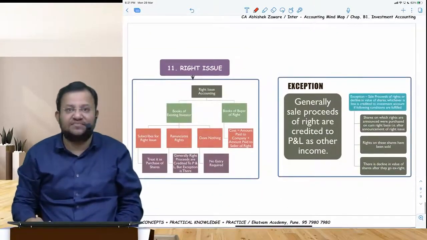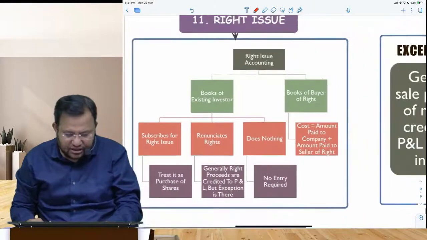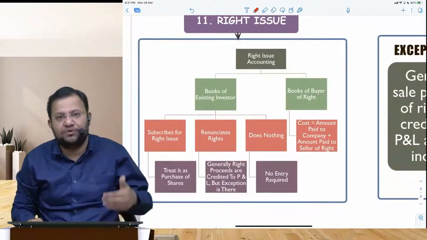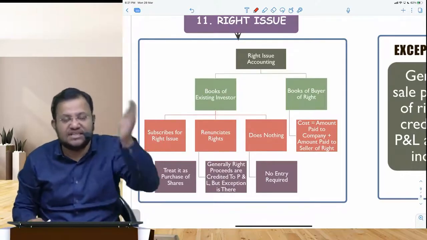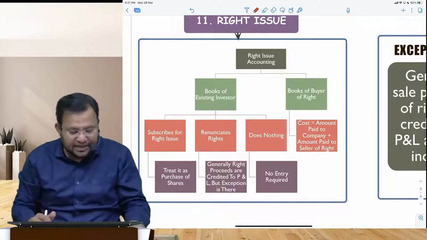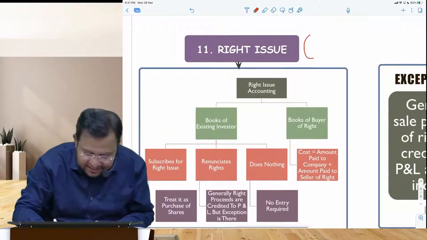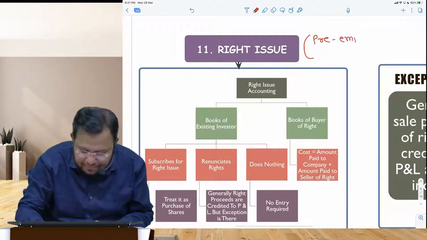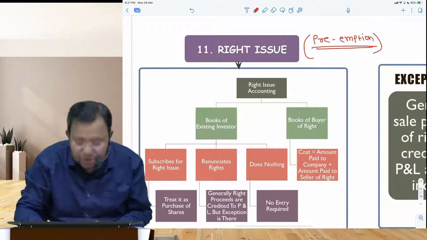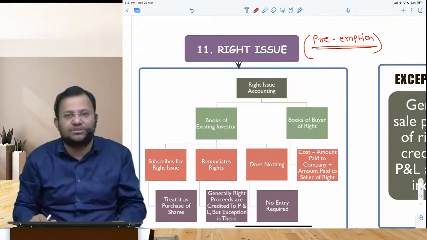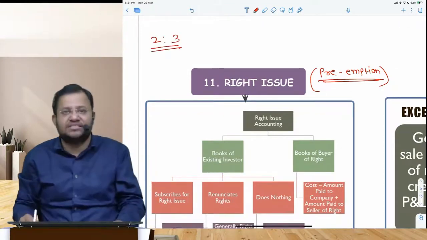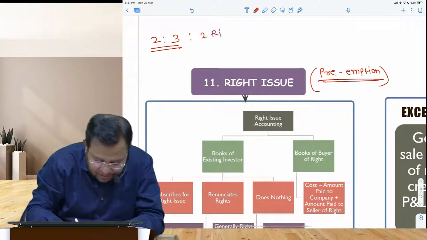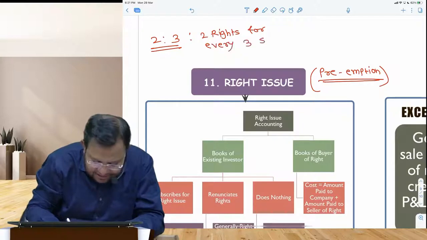Another issue in case of equity shares is a right issue. Right issue is whenever an existing company comes up with a new issue of shares, it has to give first offer to existing shareholders. If existing shareholders are not willing to subscribe, then only it shall go to the outsider. This is technically known as right of preemption available to existing shareholders. So there is a record date, and on a record date, company comes up with a certain ratio. So if I say right issue is in the ratio of 2:3, it means two rights for every three shares held.